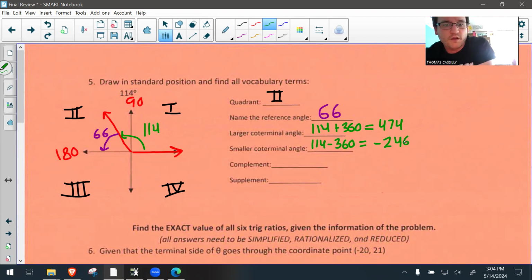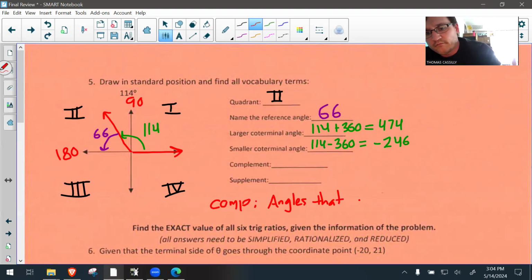Right? A complement. Ooh, I haven't talked about a complement yet. Complements are angles that add up to 90 degrees. Right? And then supplements are angles that add up to 180.